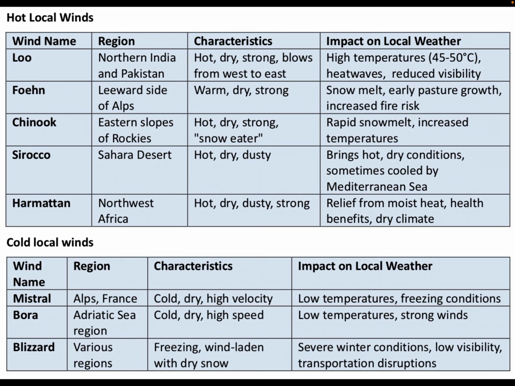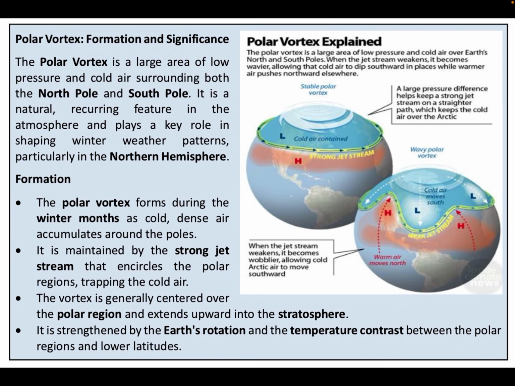And the cold local winds are Mistral, Blizzard, and Bora. Some other examples of local winds are Santa Ana winds in the USA and Foehn winds in Switzerland. So we have covered the winds: primary, secondary, and tertiary. Primary are planetary, secondary are seasonal, and tertiary are local winds, that can be hot or cold.